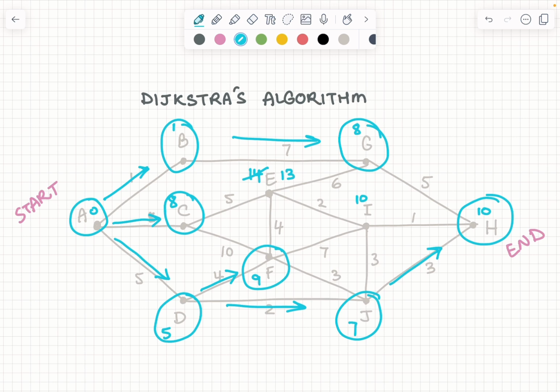Okay, so there's kind of arrows and circles all over the place. So we have to trace our way backwards. So from H, we came from J. From J, we came from D, and from D, we came from A. So our path is A, D, J, H, and our value is 10.